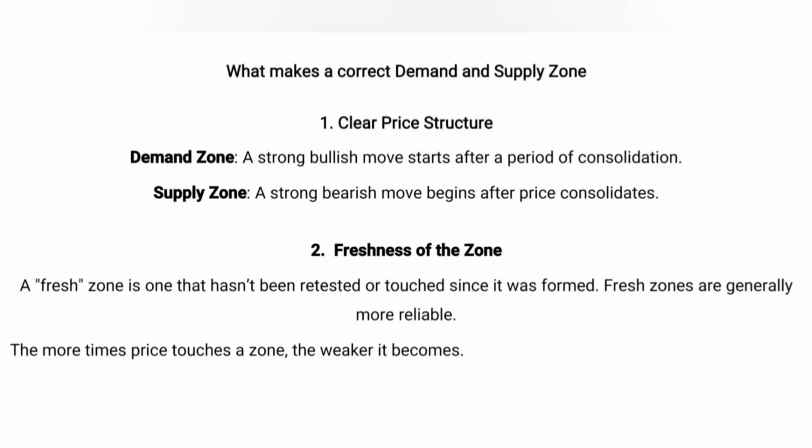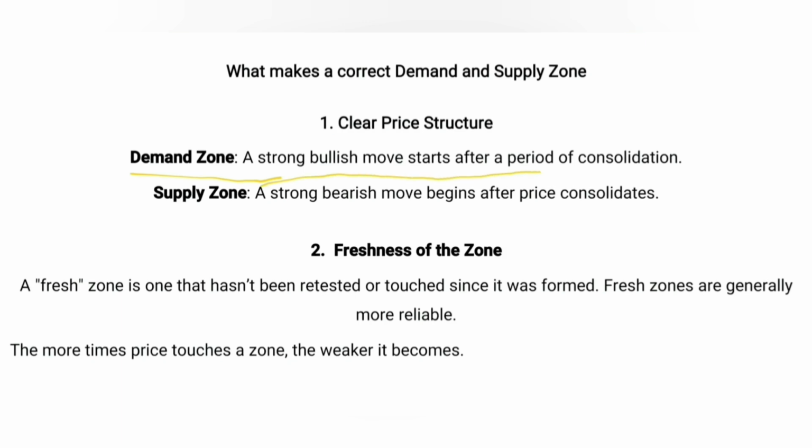Now let's talk about what makes a correct demand and supply zone. You can't just pick any zone and call it demand and supply. It must meet certain criteria. And the number one is clear price structure, which means that a demand zone must have strong bullish moves, and that must occur after a period of consolidation.